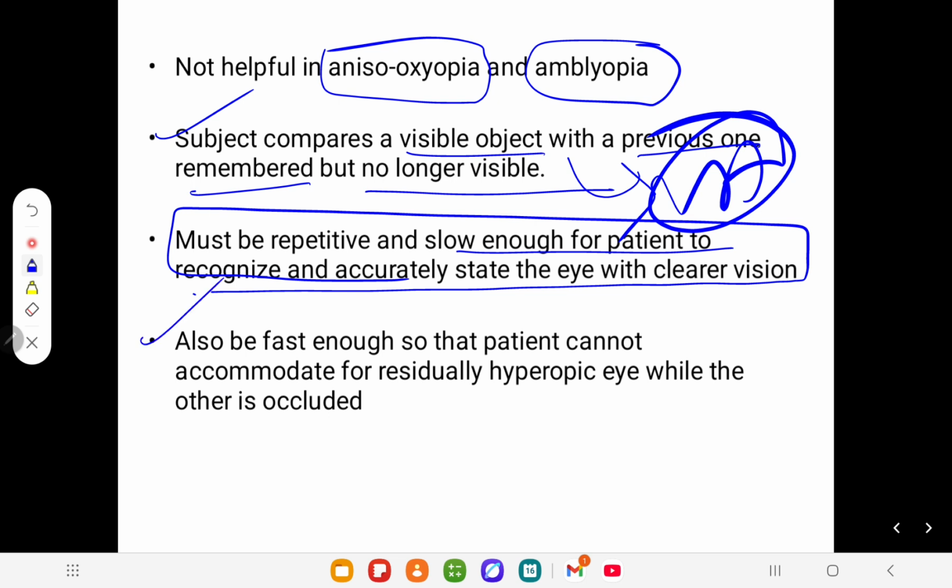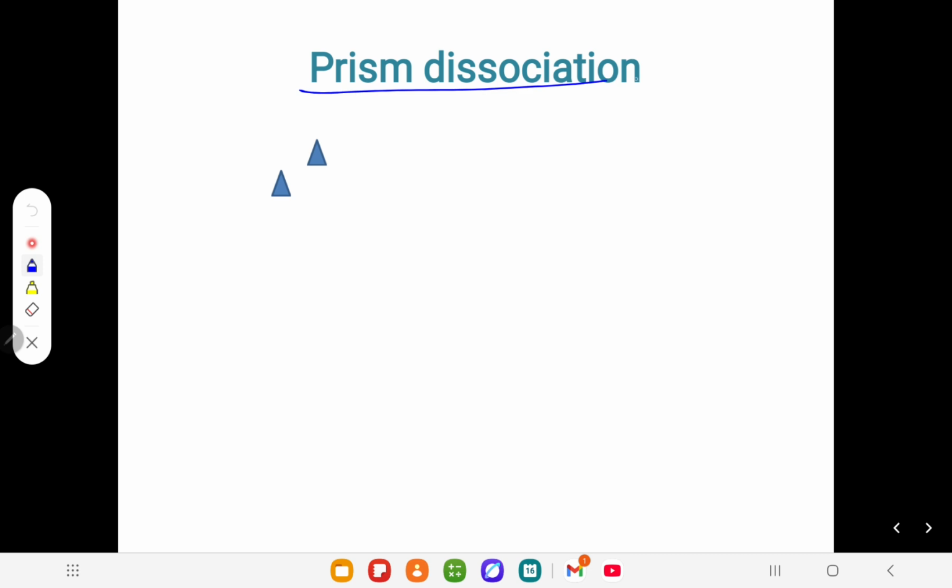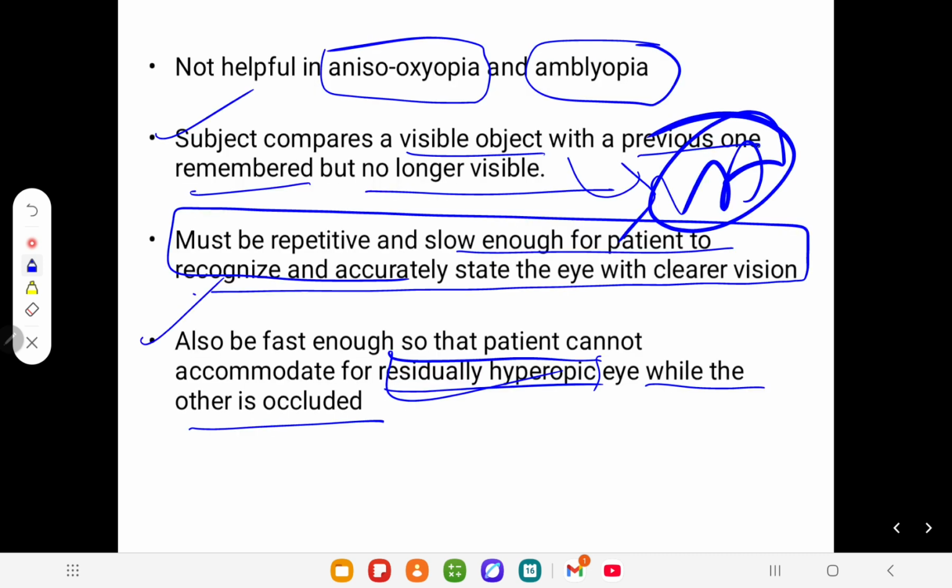It has to be fast enough so that the patient cannot accommodate, or a residual hyperopic eye will accommodate while the other eye is occluded. So not fast, not slow also. That's important, because if you give plenty of time and there is residual hyperopia, the eye will accommodate and make the letters clear. So basically in this technique you want both eyes to have equal visual acuity.